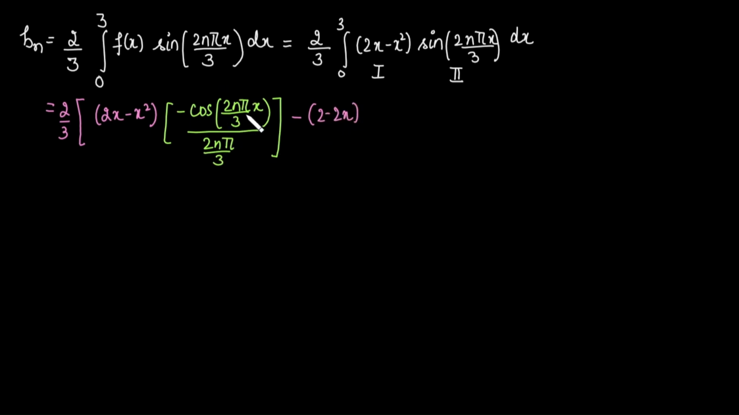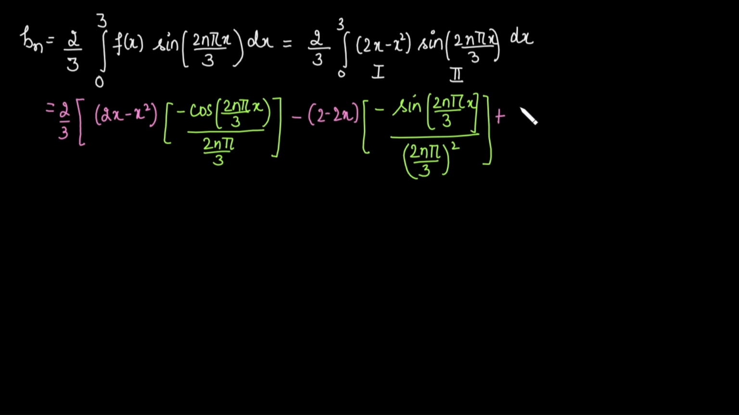Integration of this term is cos, integration is sine. So we will take this negative sign as it is. Sine of 2n pi by 3 into x divided by the coefficient of x, that is also available over here. So it is getting 2n pi by 3 whole square, plus the derivative of this one, which is minus 2. Again take the integration of this term. So integration of sine is minus cos. So 1 minus is already there. So we can write plus cos 2n pi by 3 into x divided by the coefficient of x, and already 2 times of that coefficient is available over here. So this is equal to 2n pi by 3 cube.